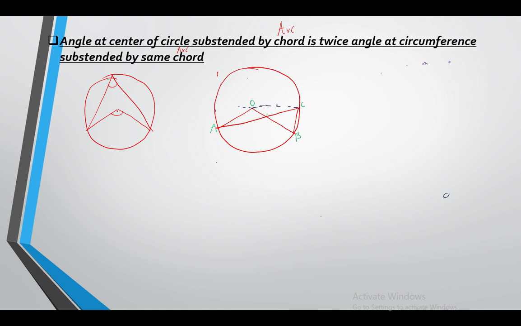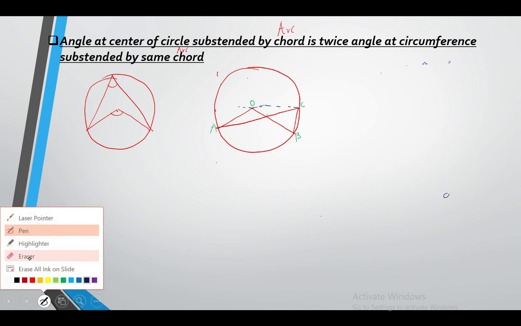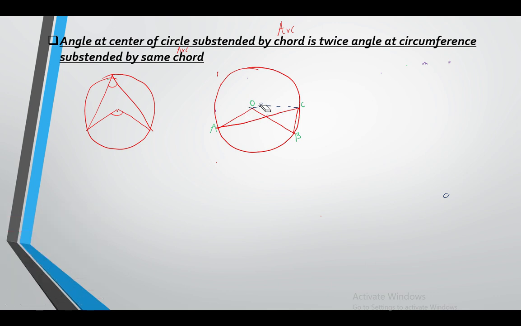It's a straight line. It should be a straight line, guys. I'm sorry it doesn't appear to be a straight line, but it should be. Let me erase and try to create something better.